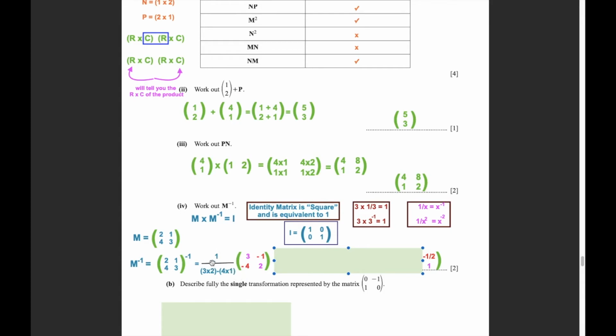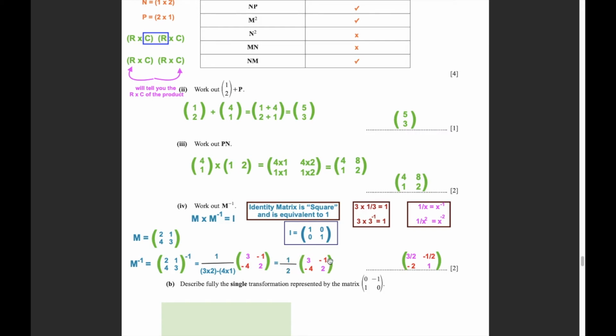So the 1, of course, just simply means that instead of putting the division at the bottom here, we place a 1 because anything times 1 is itself. So that could be your final answer. So 3 times 2 is 6 minus 4. So 6 minus 4 is 2. So that's half. And you have your matrix.